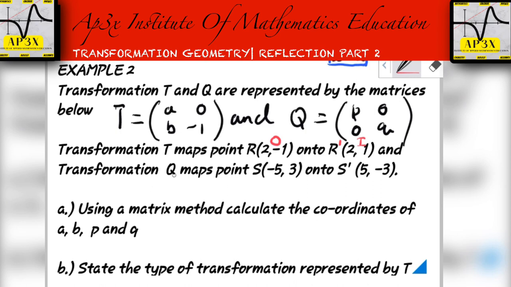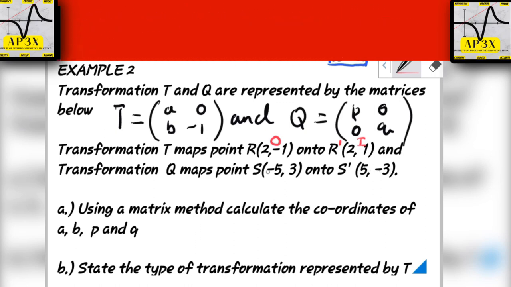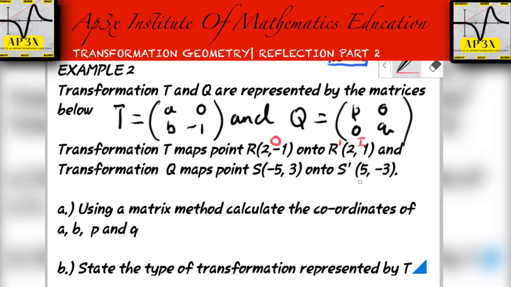And similarly, transformation Q maps point S, which is -5, 3, onto S prime, 5, -3. At this stage, just looking at the points is not going to suffice, because you would have already been exposed to rotation, enlargement, and translation. It's going to be all a little bit blurry. So sometimes you have to just go back to your fundamentals.